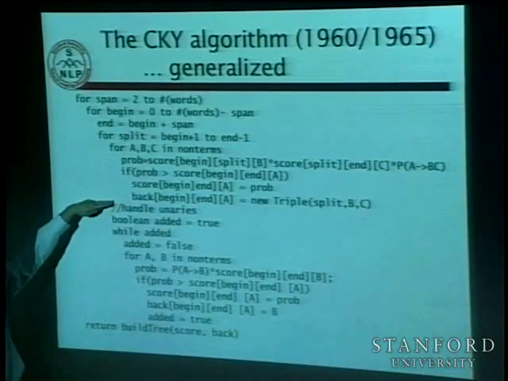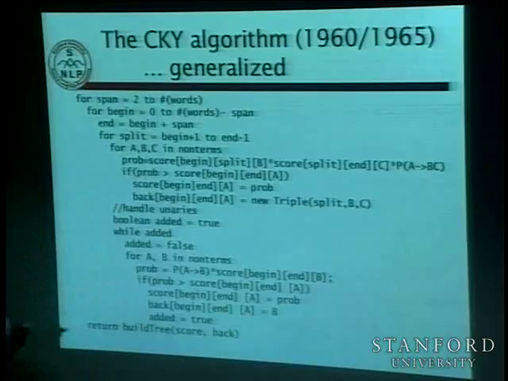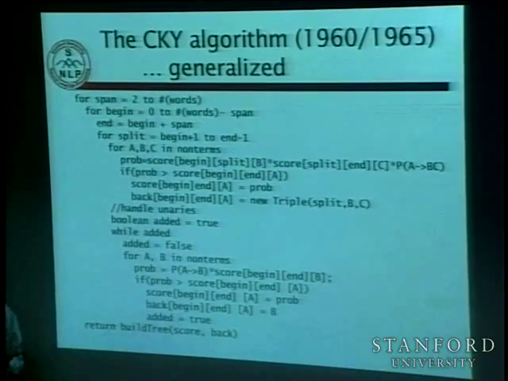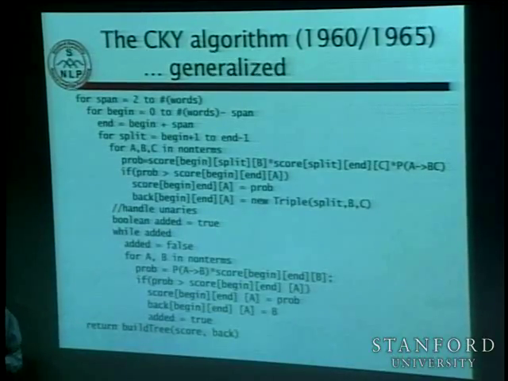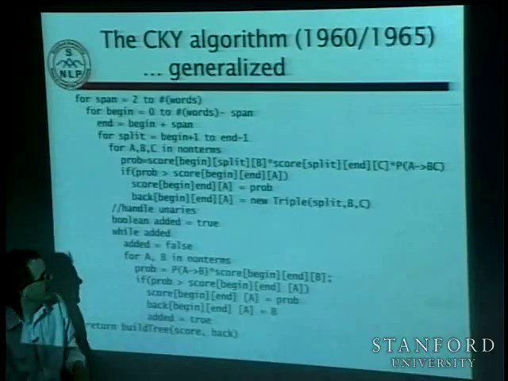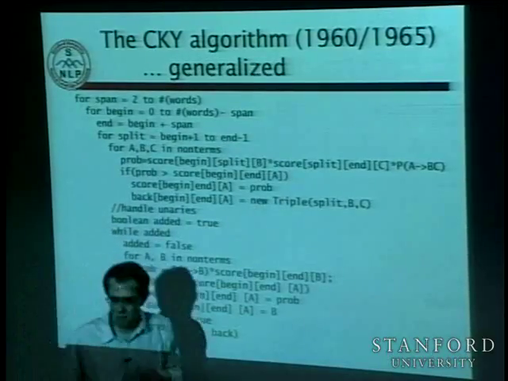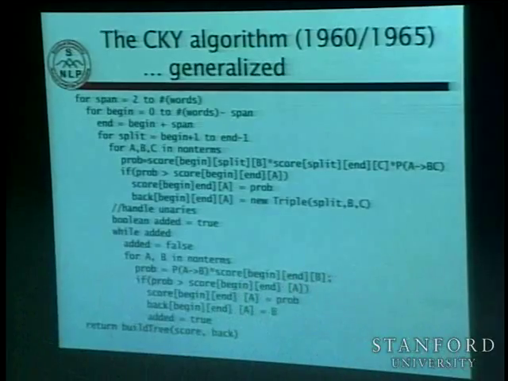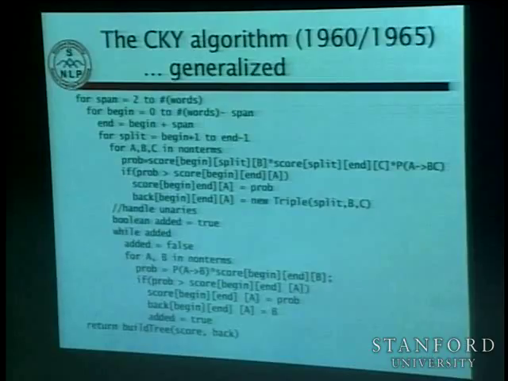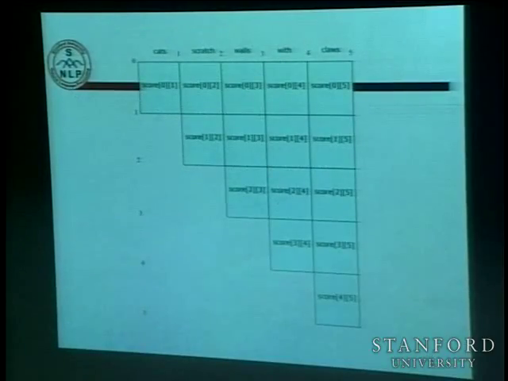And then after that, for each cell, I again want to handle unaries. The way I handle unaries is the same way that I did it before: I'm doing this loop in each cell where I'm considering if I can put in unaries, and then go on once I can't put them in anymore.